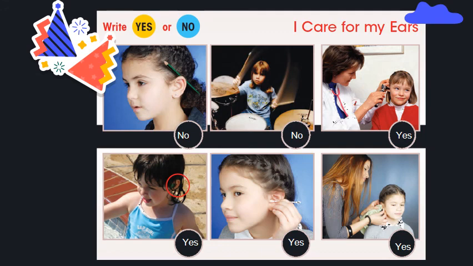And don't forget, you should always put on earwax while swimming in order to protect your ears.